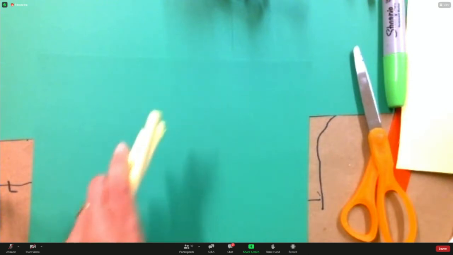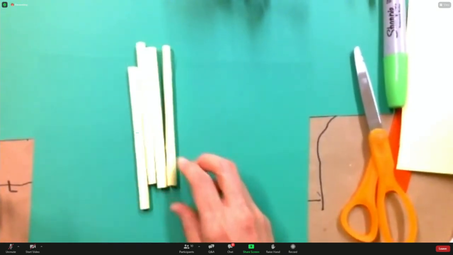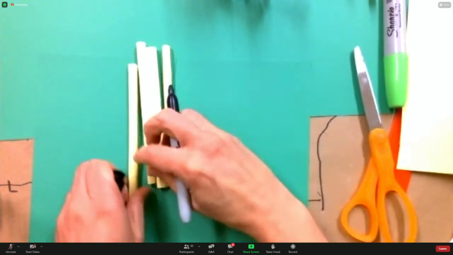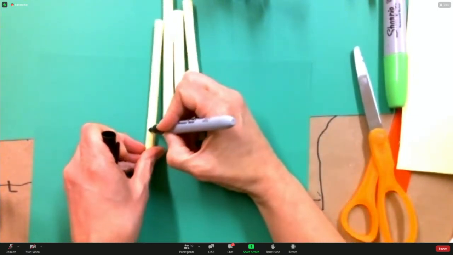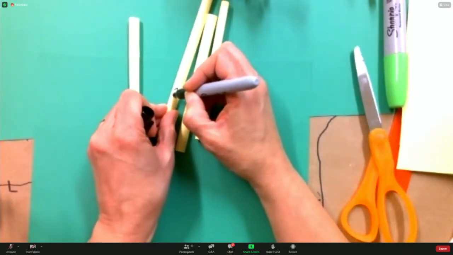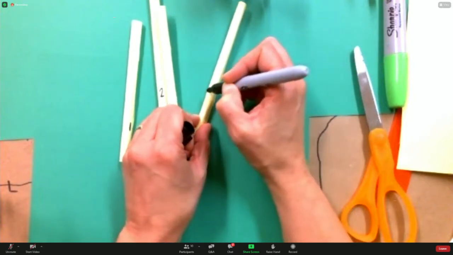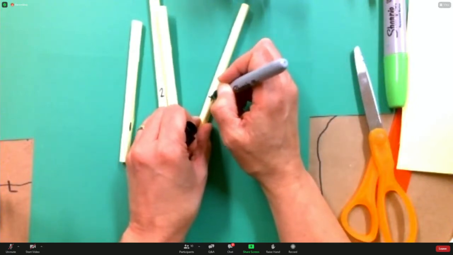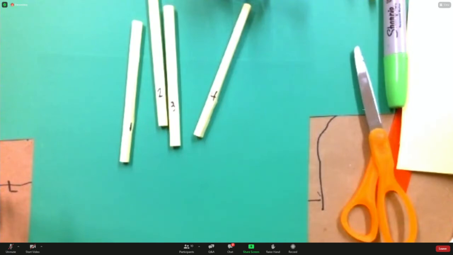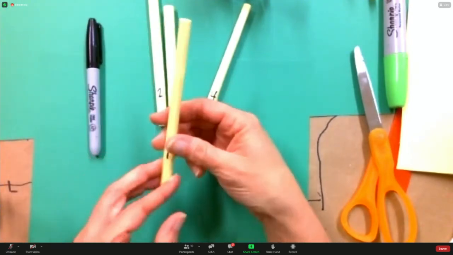All right, so you've got your 4 rockets here. We're going to label them rocket 1, 2, 3, and 4. Rocket 1 is going to be your control rocket, and we'll make that one first. Then we'll talk about what we're going to do with rockets 2, 3, and 4. Rocket 1 is a control rocket.